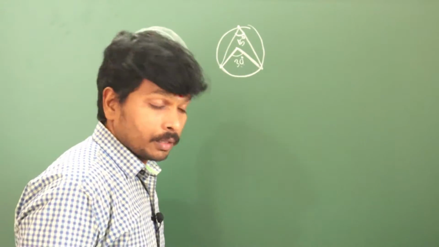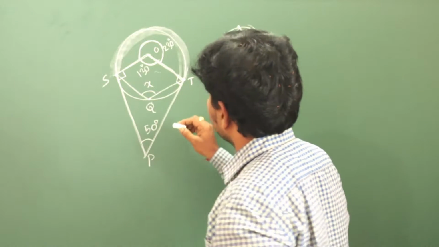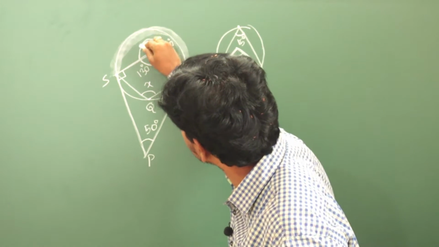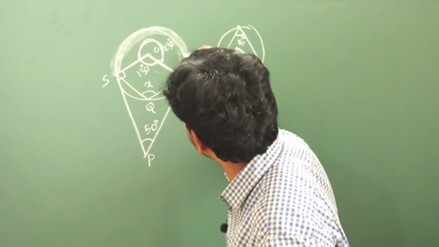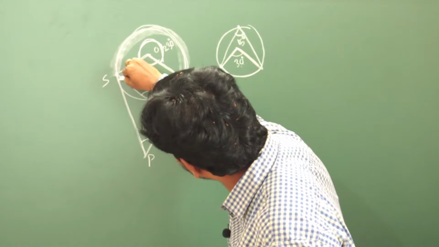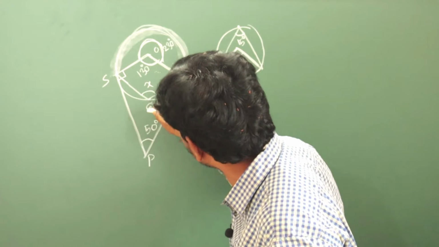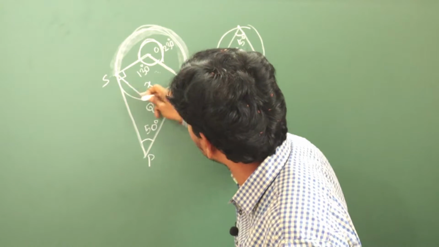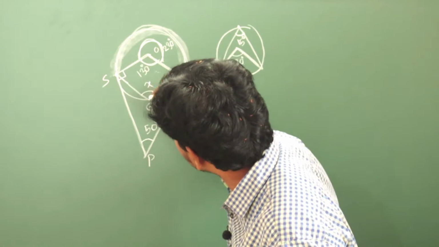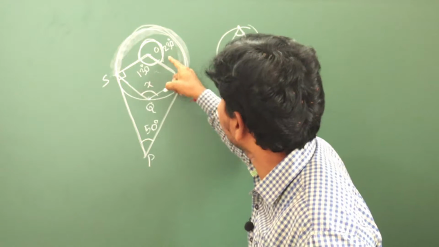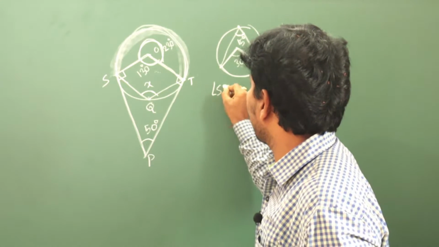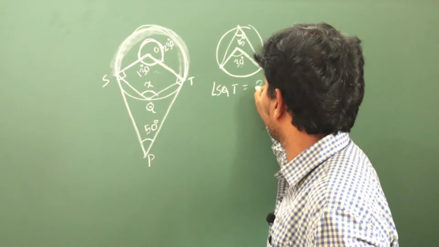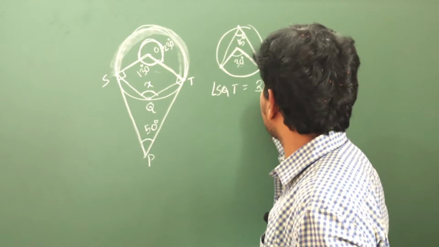So this is the property we are using here. See here, at the center it is 230 degrees now. Now the same arc makes an angle at the remaining part. Q is in the other arc, the remaining arc only, no? So at Q how much now? Half of it. So angle SQT is equal to 230 by 2.